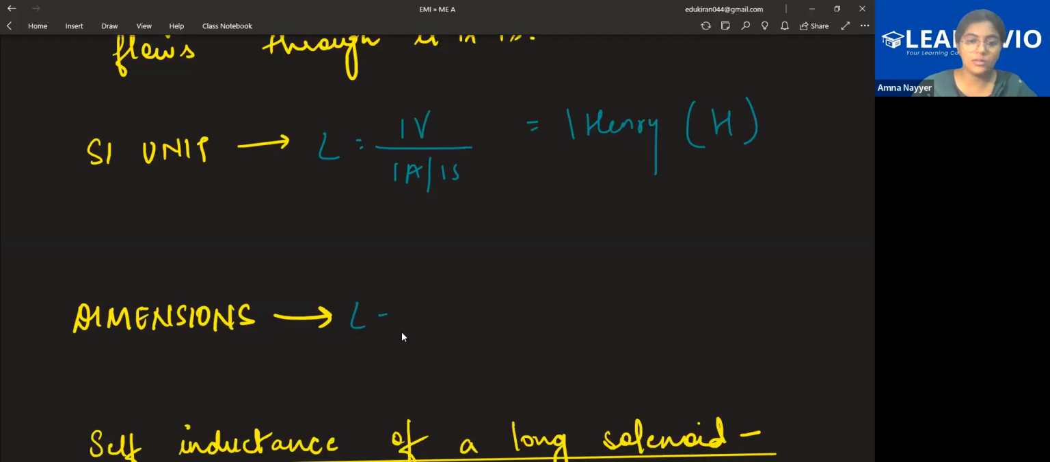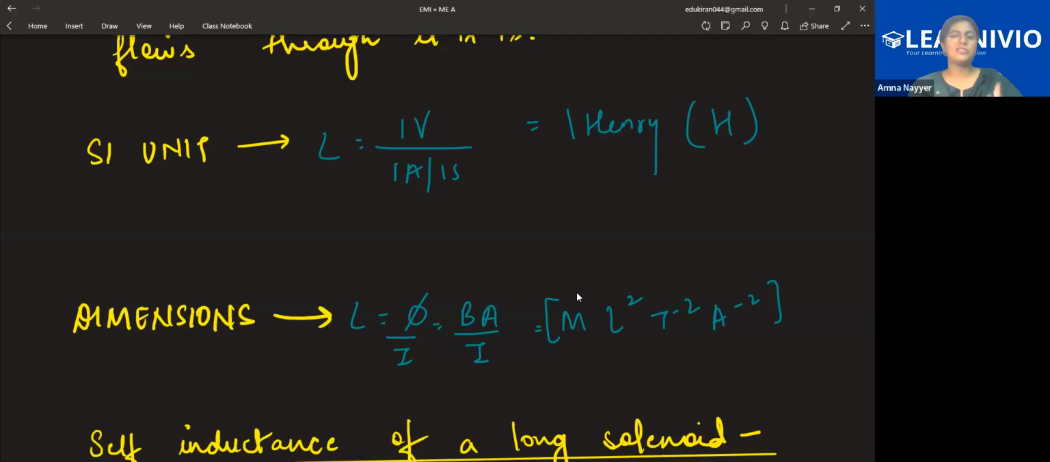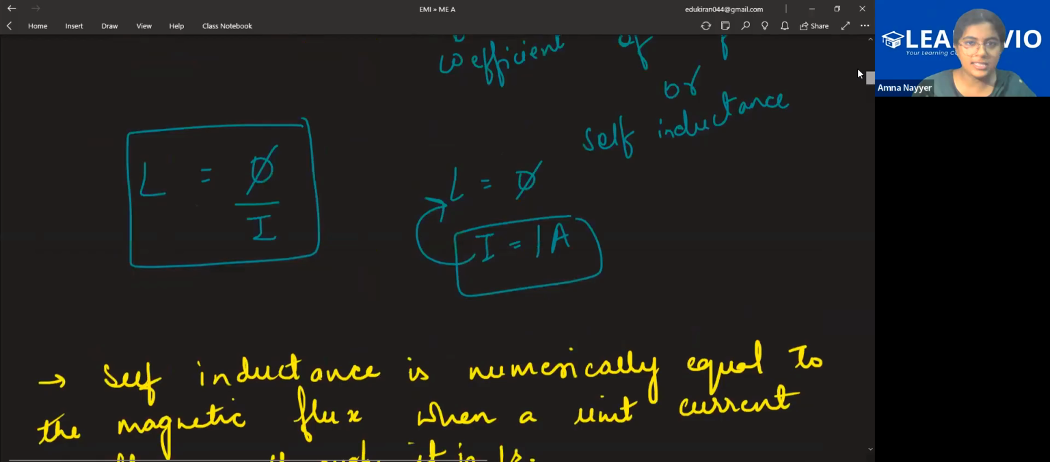Dimension: L is equal to phi by I, flux is equal to magnetic field into area, divided by the current. So this is M. For current, we use ampere, so A to the power minus 2 will come. So area L squared, T to the power minus 2 per second, and 1 second from here, A to the power minus 2. A is for ampere. This is the dimension. Dimensions for this can be asked, that's why we are discussing. Write it from here.